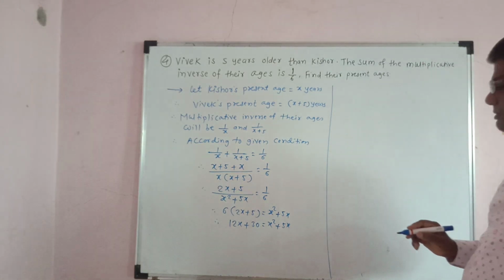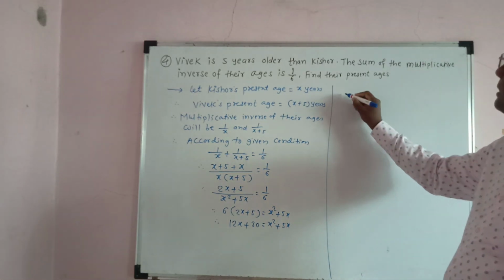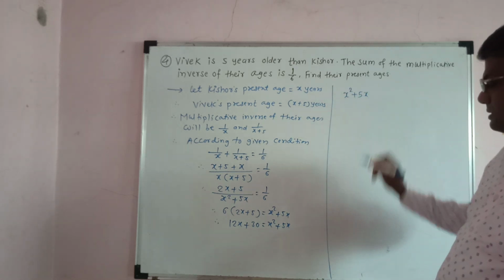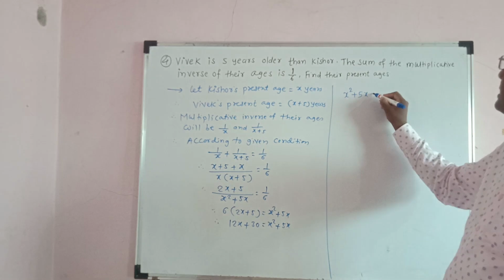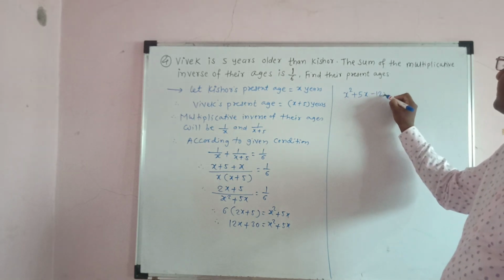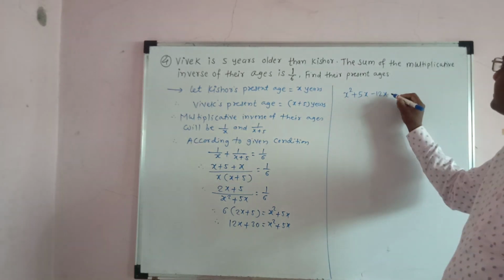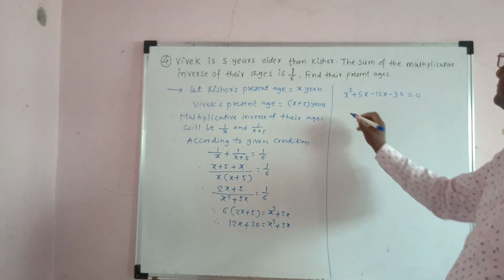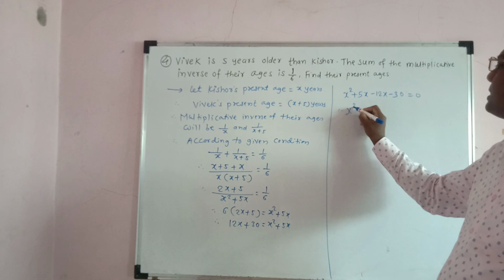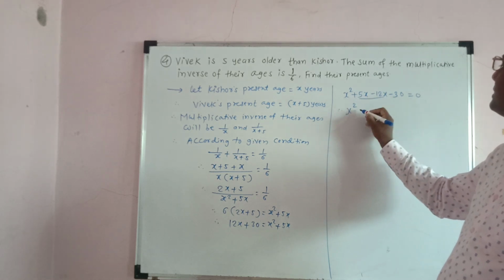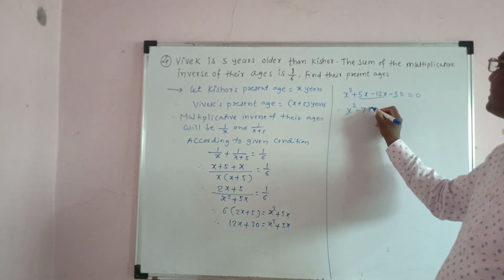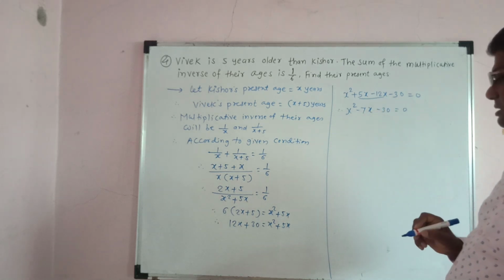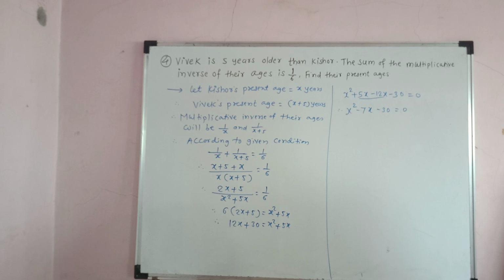In standard form, it will be x square plus 5x minus 12x minus 30 is equal to 0. Therefore, x square minus 7x minus 30 is equal to 0.